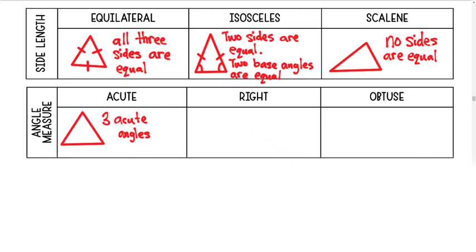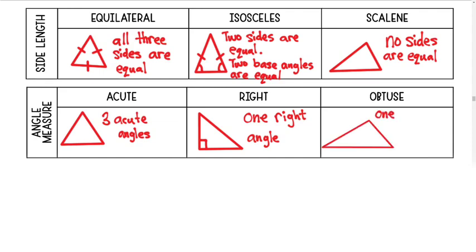Now a right triangle, there's only one type of triangle that is a right triangle, and that's with a 90-degree angle in one of the corners here. It doesn't matter which one it is, but if one of them is right, then we call it a right triangle. Same thing for obtuse. If there is one angle that is greater than 90 degrees, then you will have an obtuse triangle.